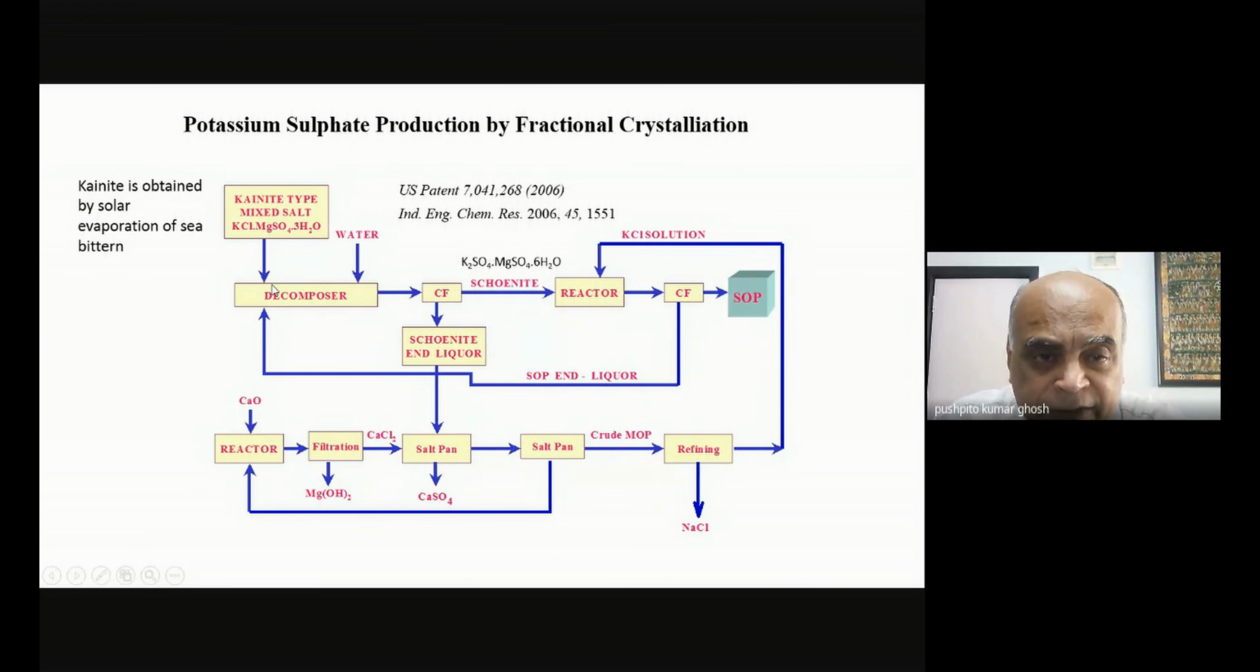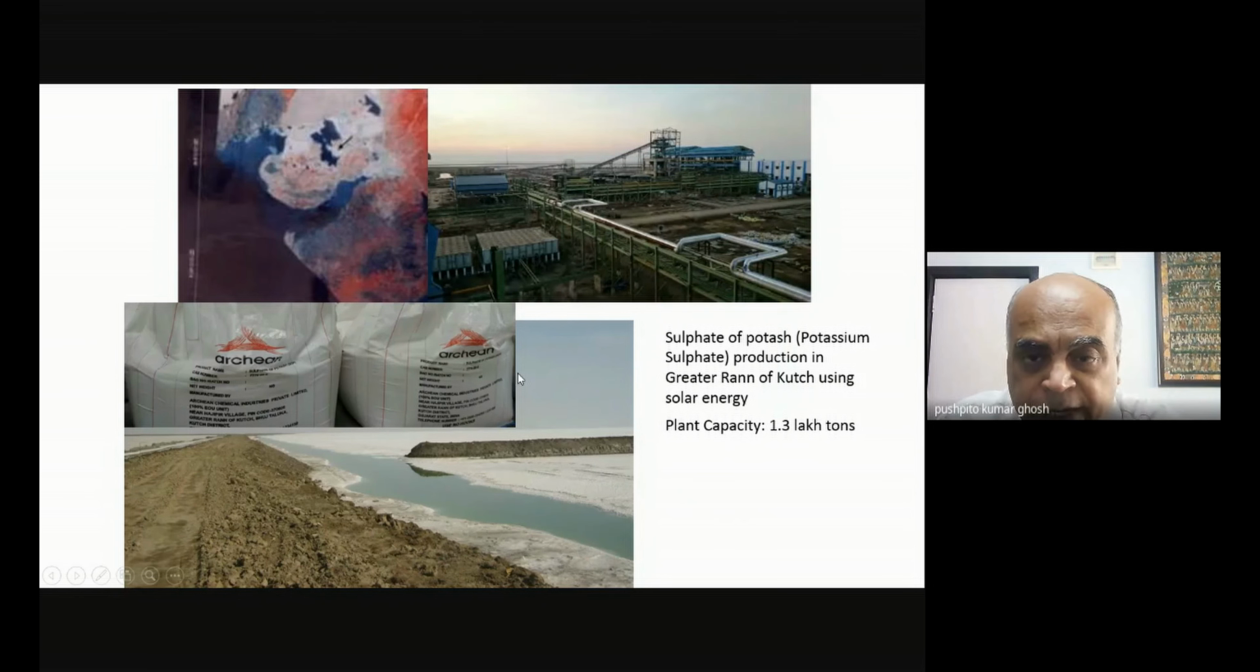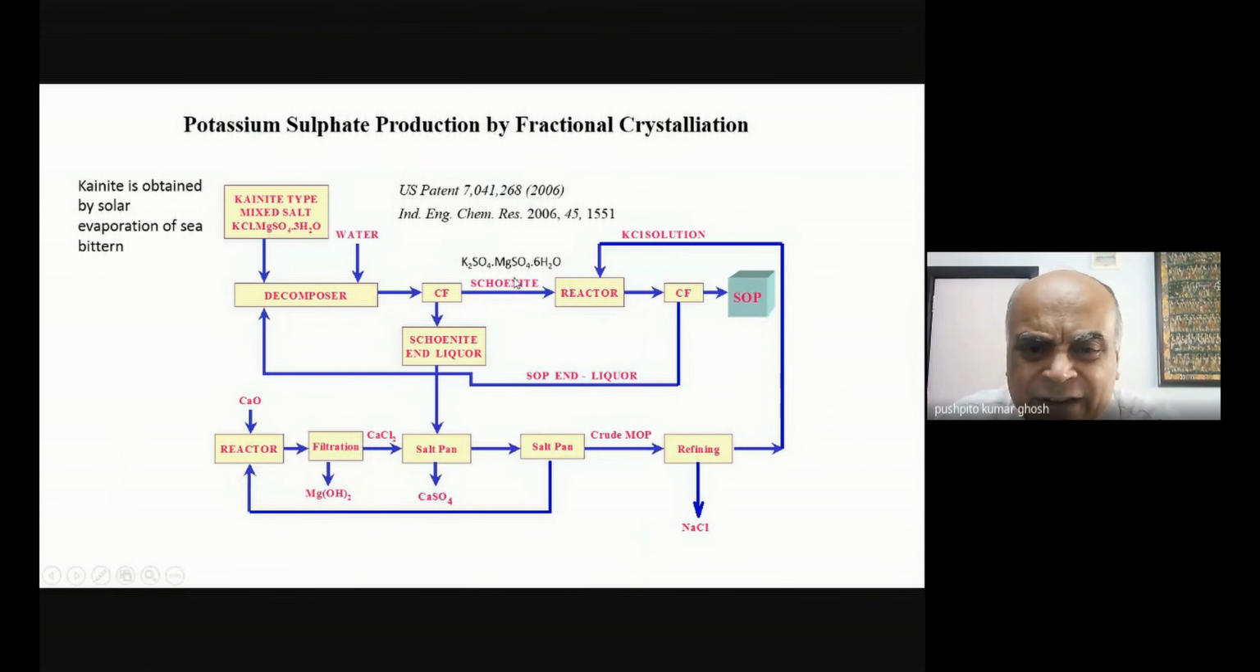And then there is a process. This is all based on a process that has been developed. You decompose that salt with water and it gets converted into another double salt known as shonite, K2SO4 MgSO4. And this is reacted with potassium chloride solution, and it effectively ends up forming potassium sulfate. That's what you see over here. That's potassium sulfate.